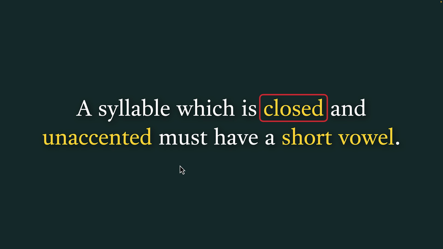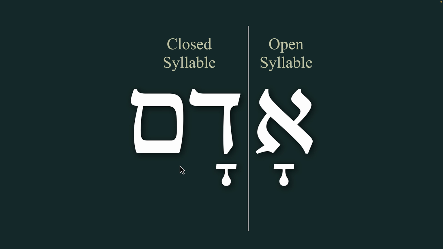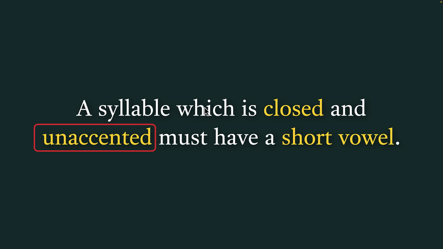When you say a closed syllable, what does it mean? Let's take this word Adam. A is an open syllable, but Dam is a closed syllable. So this is the difference between closed and open syllables. Now he says a syllable which is closed, and unaccented, must have a short vowel.